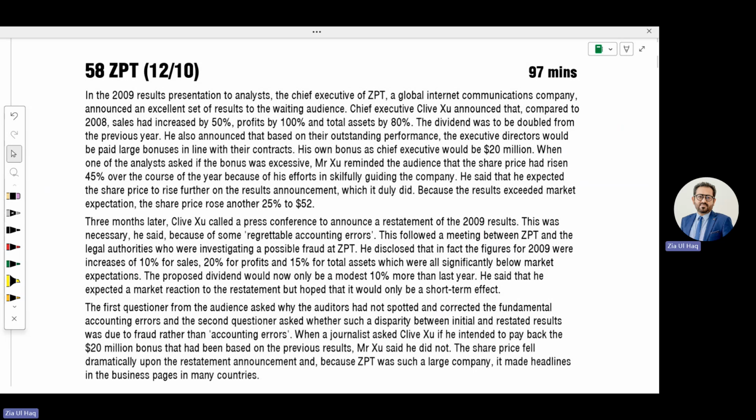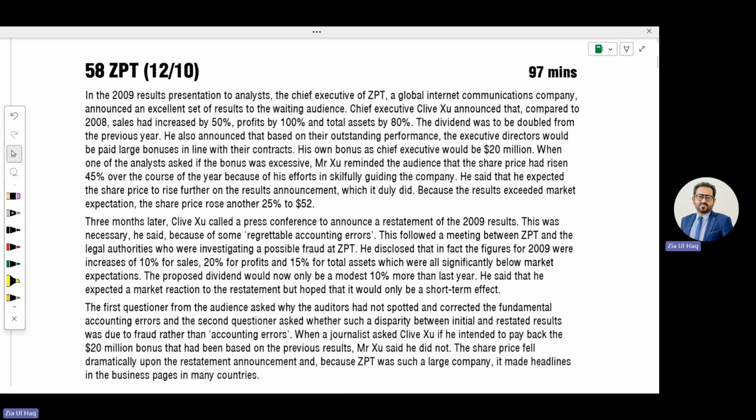And he said, my bonus will be $20 million. So when one of the analysts asked if the bonus was excessive, Mr. Shue, isn't that too much? He reminded the audience that the share price had risen 45% over the course of the year because of his efforts in skillfully guiding the company.